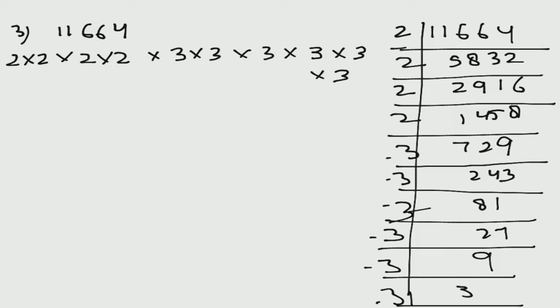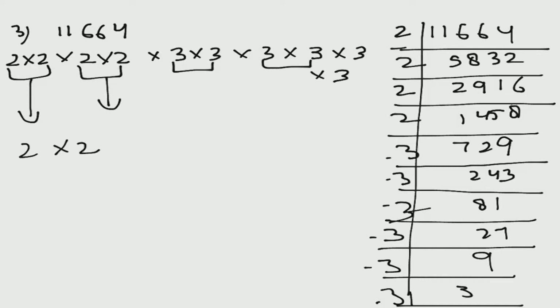Now we will start making the pairs. So it will come as 2. Another pair of 2. It will come as 2. Then we have 3 pairs of 3. So it means we will write down 3 times.